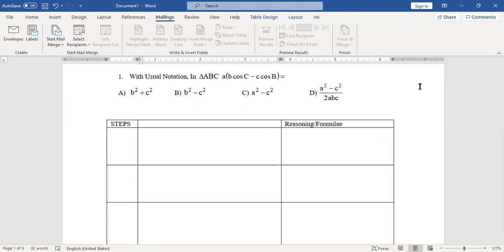Now what we'll do is we'll start with the first problem. With the usual notation in triangle ABC, what do you mean by usual notation? What we are talking about? The sides, angle A capital A, angle B small letter b, angle C small letter c. This is called usual notation. We need to find a(b cos C minus c cos B), which out of the three options. Not prove, you have to find.